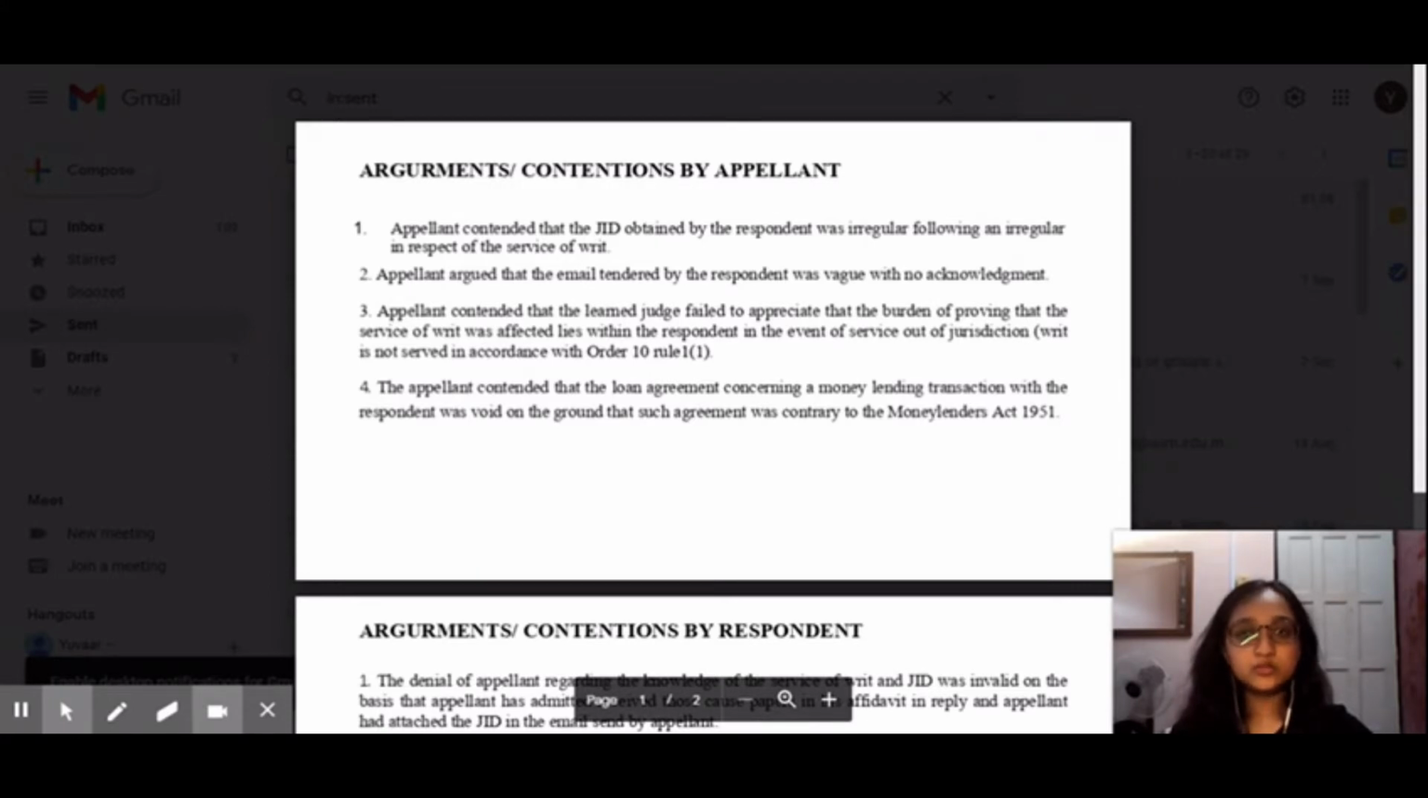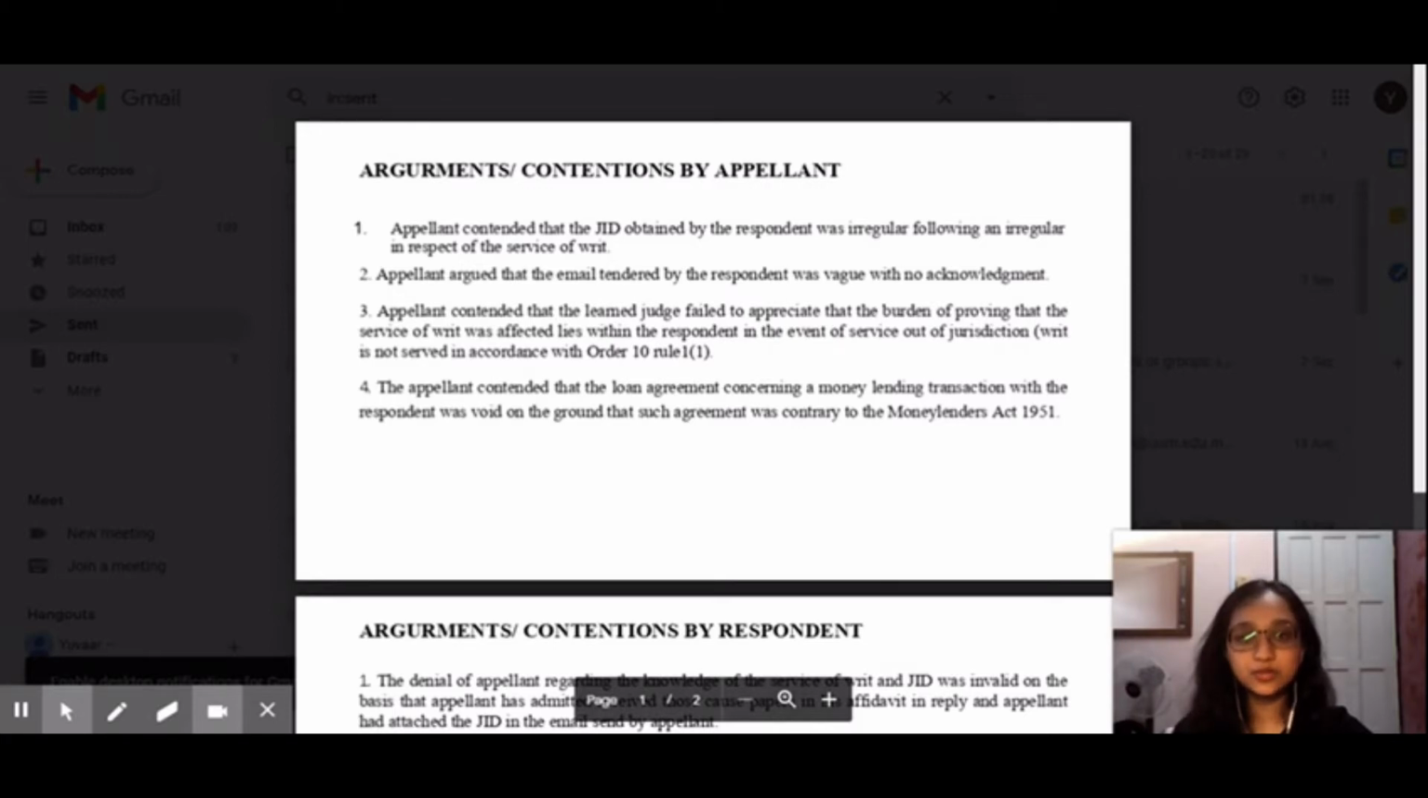Okay, moving on to the arguments by the appellant and also the respondent. First, the appellant contended that the judgment in default obtained by the respondent was irregular in respect of the service of writ. The appellant argued that the writ should actually be served personally to him and not to his residence according to Order 1, Rule 10 of Rules of Court.